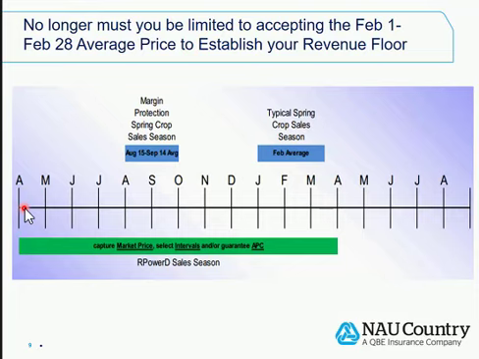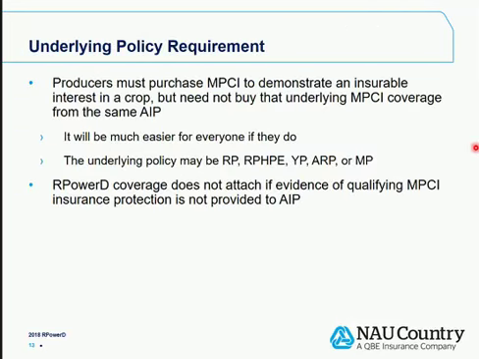I've had a couple of questions come in. If it is insured grain but harvested for silage, is it still insurable under RPowerD? Then the answer is yes, because it's insured as grain. We'd have to appraise it before he cuts it for silage to determine the production count. But if it's planted for grain and insured as grain, then it is insurable. It can be insurable under RPowerD.